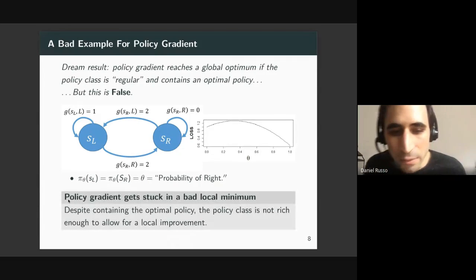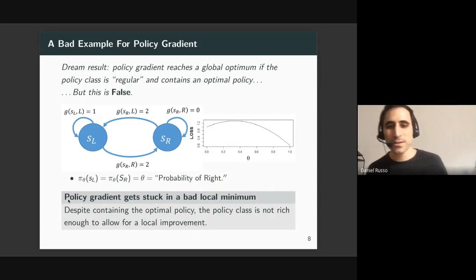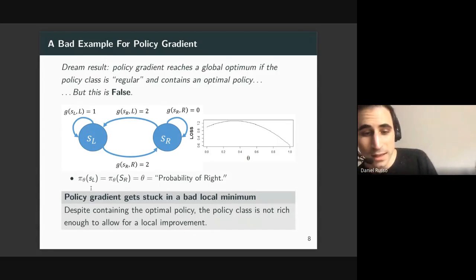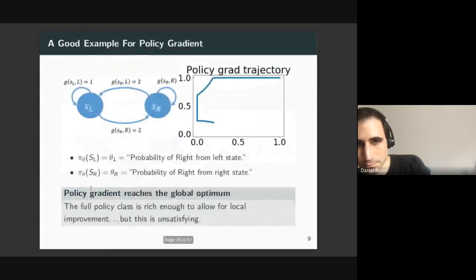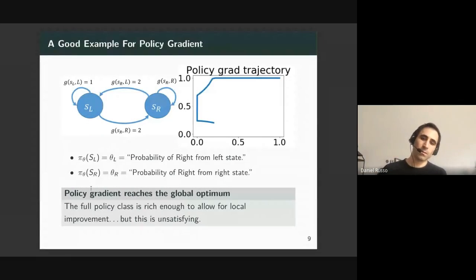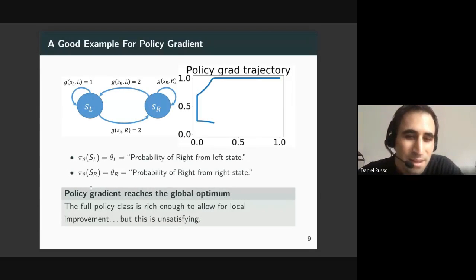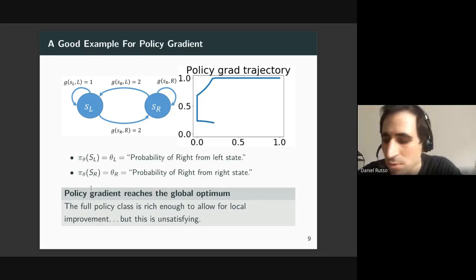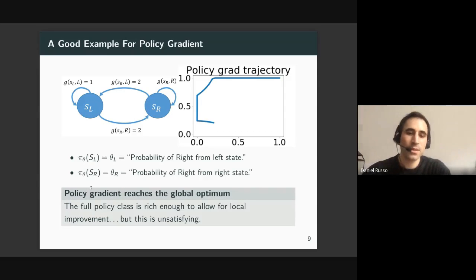So the punchline here is, despite containing the optimal policy and being a very simple policy class, the policy class does not allow for local improvement. The natural question that everyone asks after seeing that example is, what if you add a second parameter, moving to the class of all possible policies? So let's consider that.